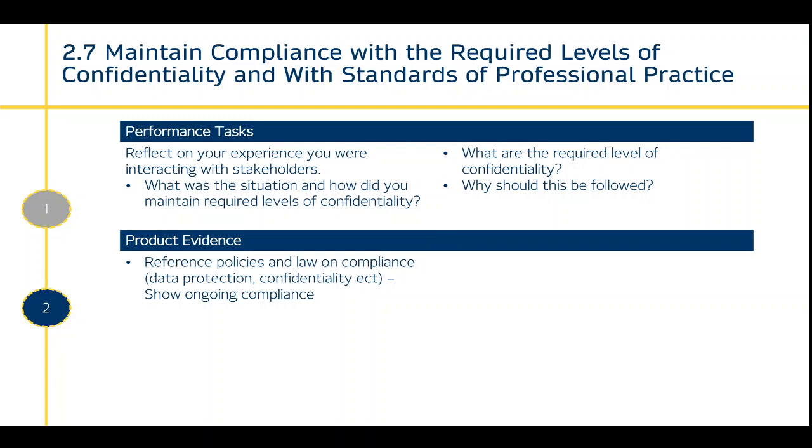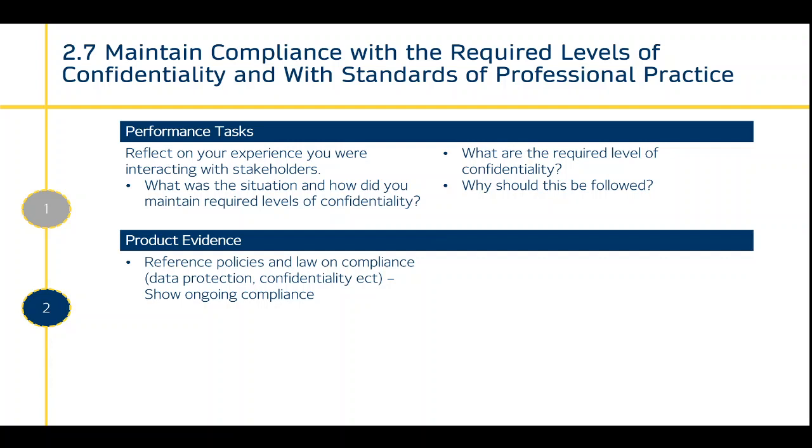2.7, maintain compliance with the required levels of confidentiality and with standards of professional practice. This is specific within the context of stakeholder management. So this is essentially adhering to data protection rules, GDPR rules, which are legal requirements. You may also have organisational requirements around how information is managed. This could be things such as keeping information saved in the correct location, not making copies, using certain documents or templates, naming standards, setting passwords, access privileges to the software so only certain people can access information about stakeholders.